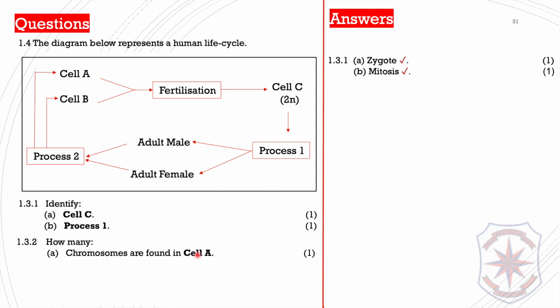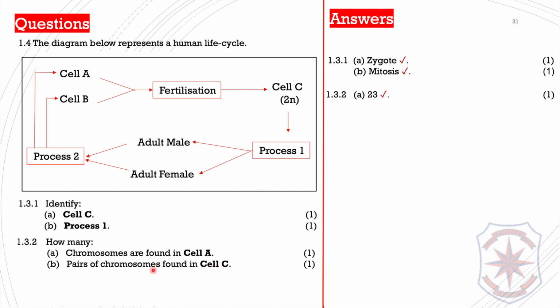The following question: how many chromosomes are found in cell A? We check cell A. Cell A fuses with cell B during the process of fertilization, so cell A is either a sperm cell or an ovum. In humans, remember we are looking at the human life cycle, cell A contains how many chromosomes? Because it is haploid, it would contain 23 chromosomes. Let's check if that's correct. That is absolutely correct.